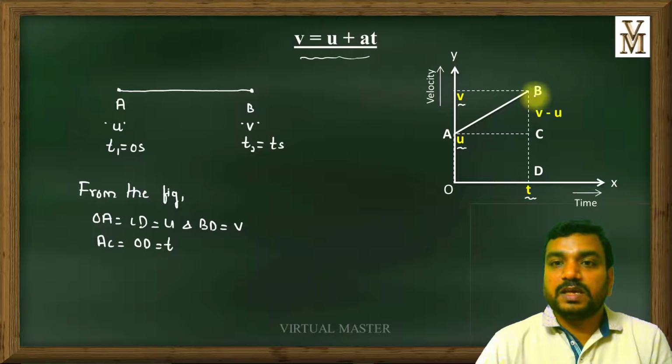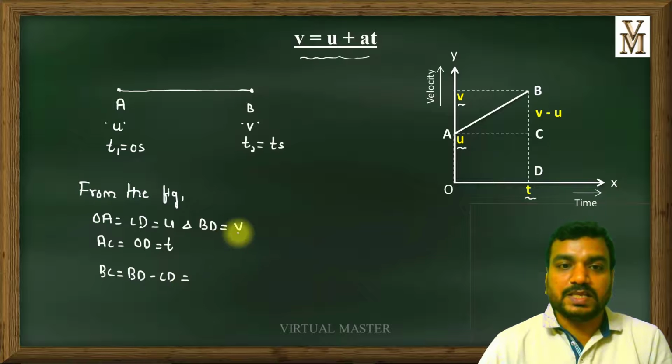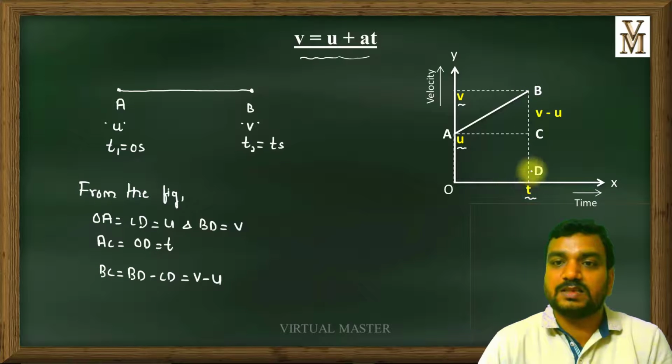And BC will be equal to BD minus CD. And what is BD? BD is v and CD is u. So I can write v minus u. That is, the length of BC will be equal to v minus u. Now let us consider the curve AB is making an angle theta with the x-axis.